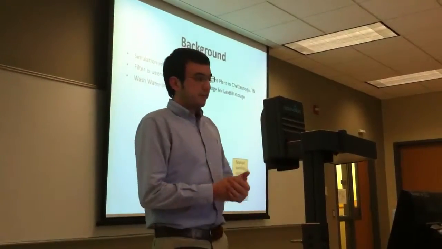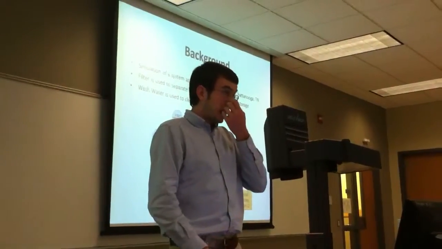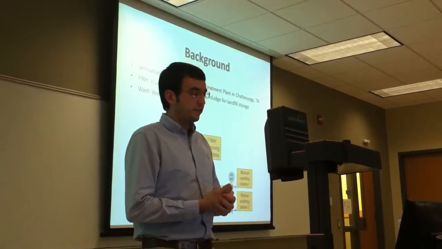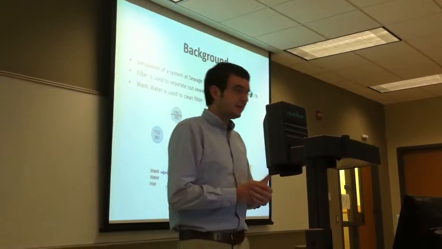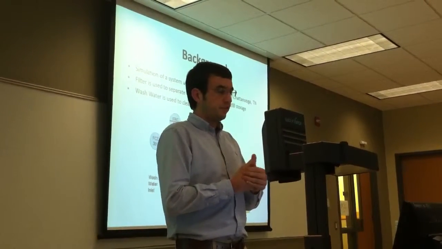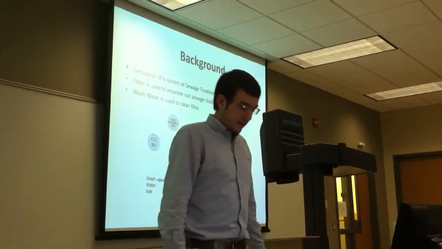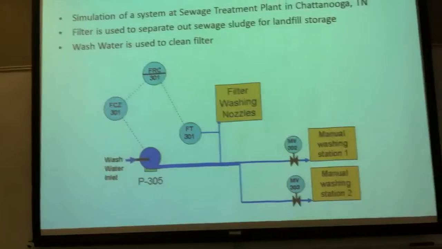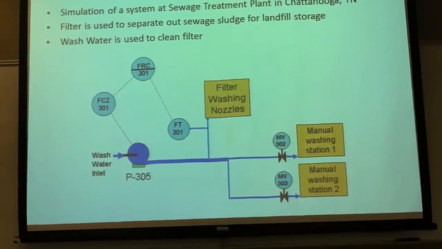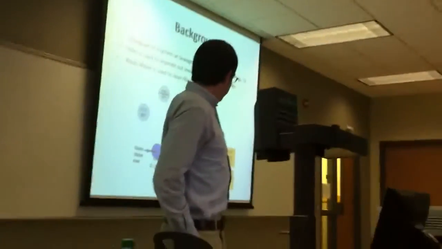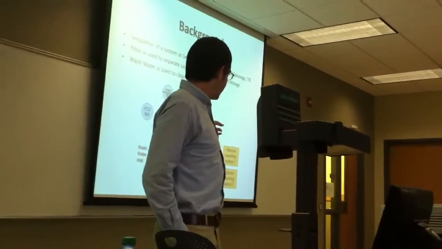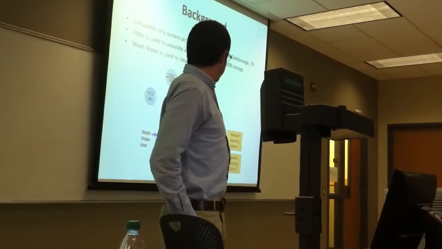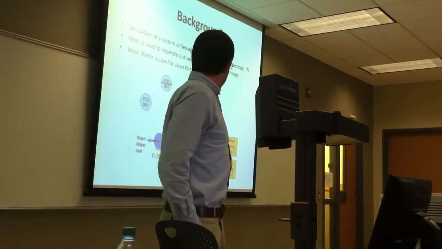The background on the system is modeled after a system in a sewage treatment plant here in Chattanooga. Filter is used to separate out sewage sludge to be taken to a landfill, and wash water is used to clean the filter. A variable speed pump, the P305, drives the water towards the filter washing nozzles and the two manual washing stations. The two manual washing stations are for spill cleanup and things like that, but for our analysis, both of the valves will be closed and we'll only be concerned with the filter washing nozzles.